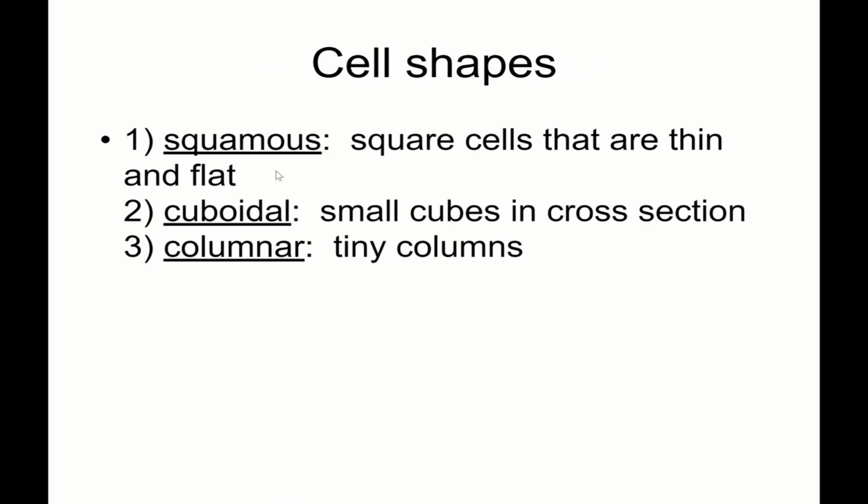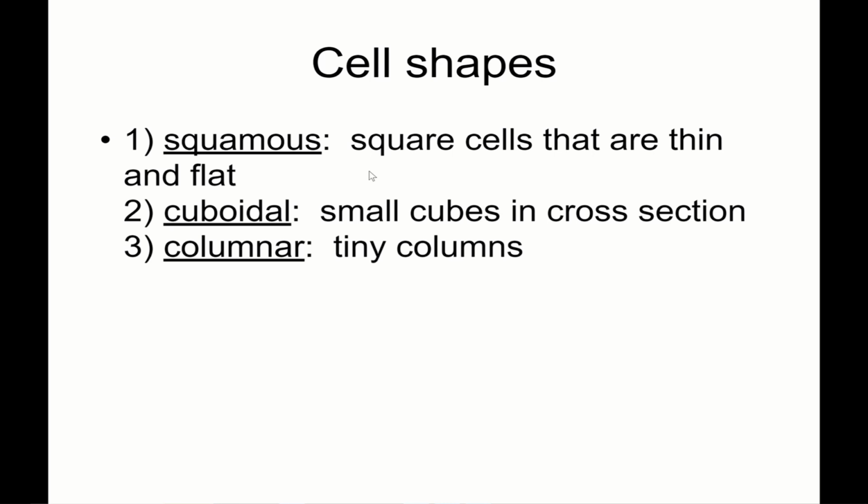We organize, or we categorize, epithelial tissue based on their shape and how they are arranged. So these cells can be either in layers, or they can be in a single layer, and that's how we're going to categorize them. So we have cell shapes.